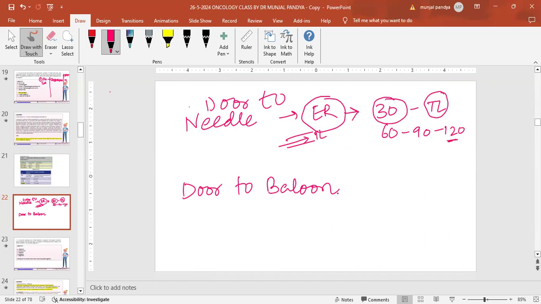Answer is 30 minutes. Door to balloon. Door to balloon means balloon angioplasty. So if you can do it within 90 minutes of acute MI, so this is from acute MI to 90 minutes.